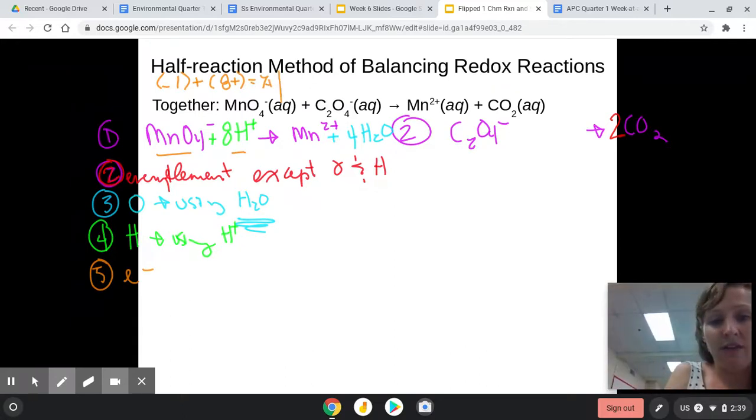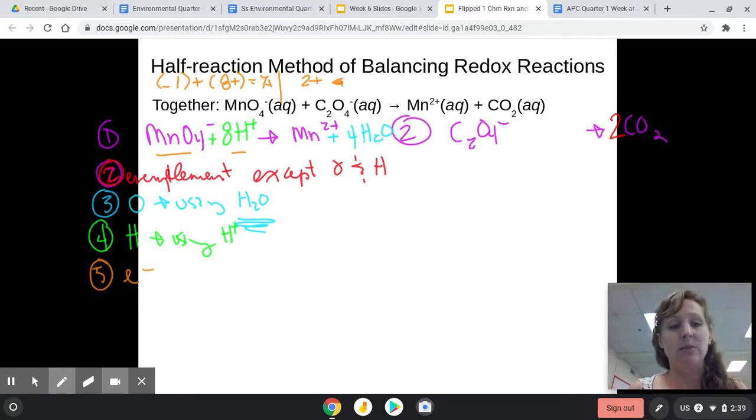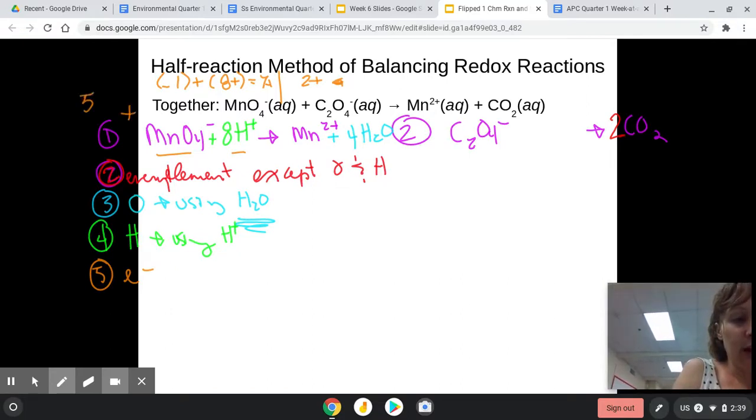On the other half of the equation, I have a 2+, and then I have 4 waters, but waters are neutral, so that doesn't add anything to me. Okay, so on one side of the equation, I have a 7+. On the other side, I have a 2+. I need that to be balanced. So I'm going to add electrons until it is. So this side of the equation needs 5 electrons. And then I'll have a 2+ and a 2+.